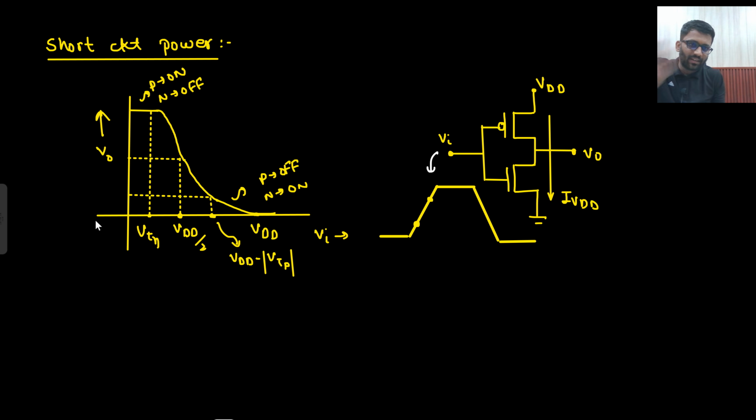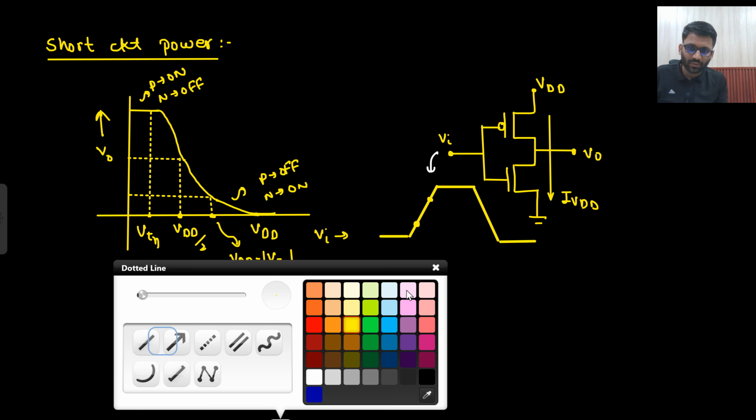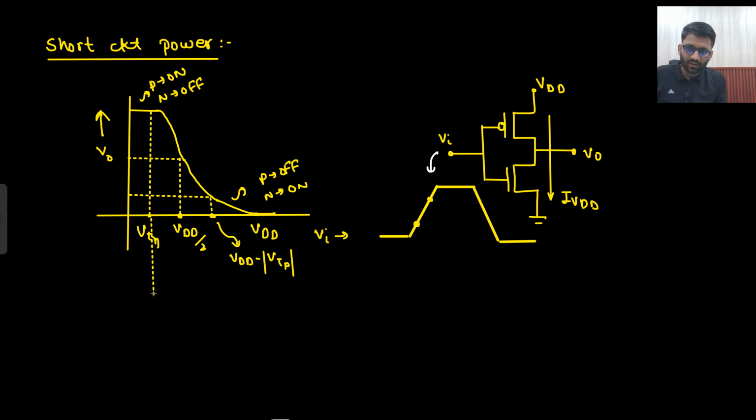Before VTN, your PMOS was on and NMOS was off. From here to here, PMOS was off and NMOS was on. In between these two, both were on. Say yes or no.